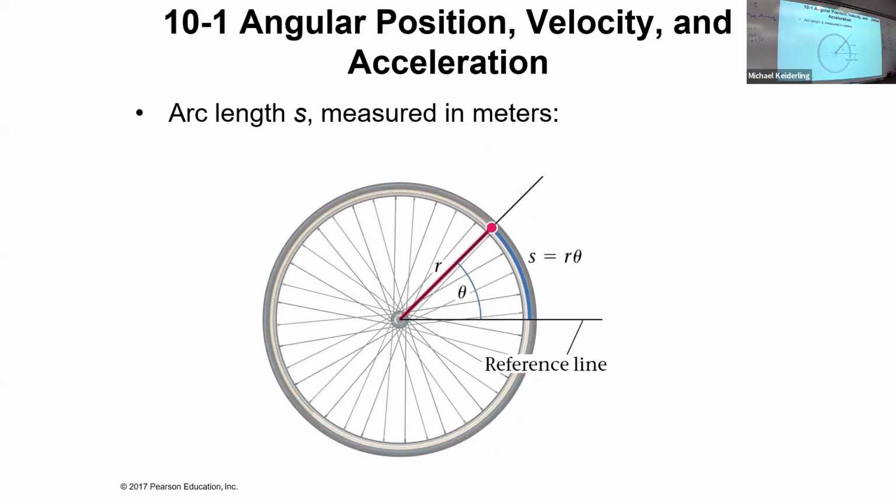Arc length. I'm going to erase these. So let's see. 1 revolution is 360 degrees or 2 pi. Not the good one. That's the good one.